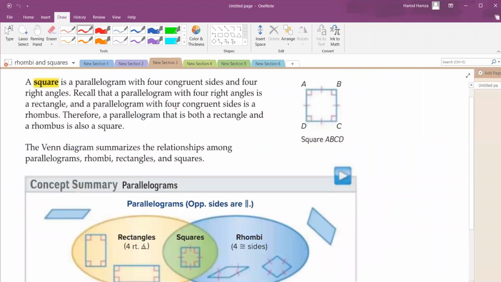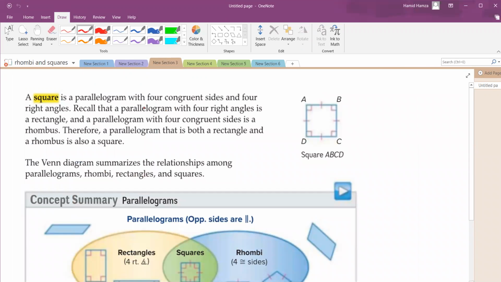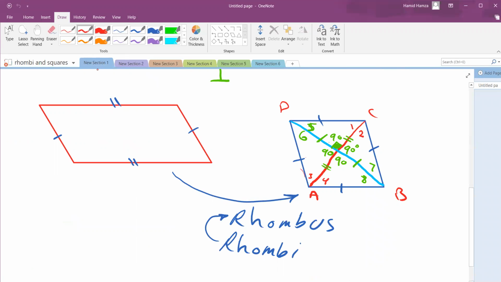Now we'll take this square. I can form a square in two ways, guys. I can get a square from a rhombus or from its diagonals. So what if I have a rhombus and make one of the angles 90 degrees? Okay, guys, I have a rhombus.